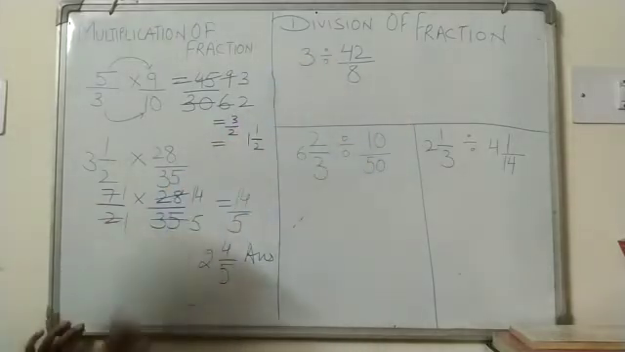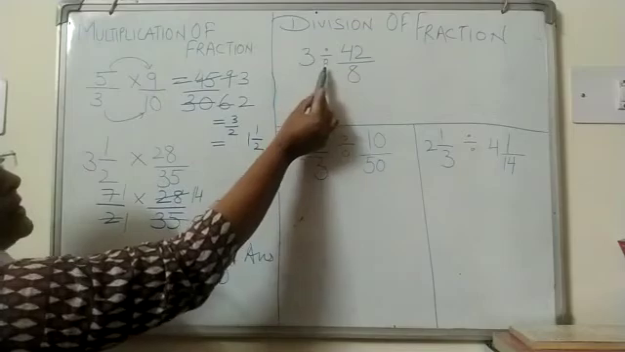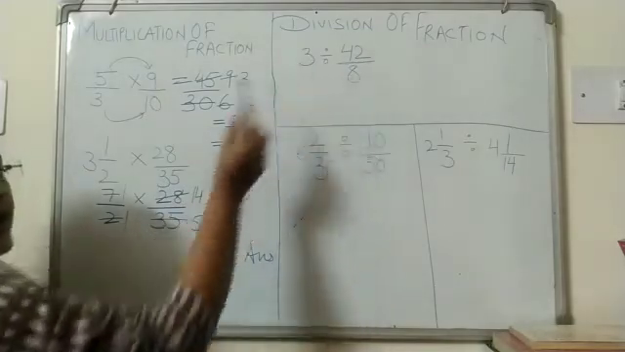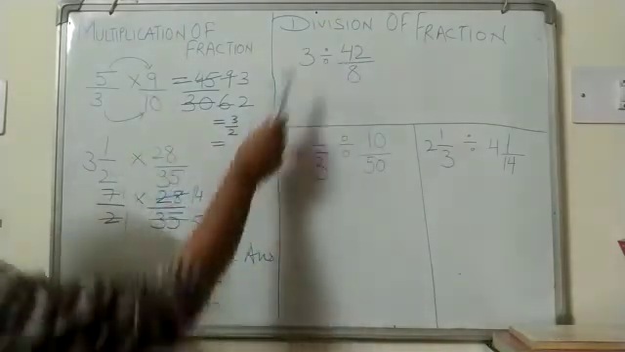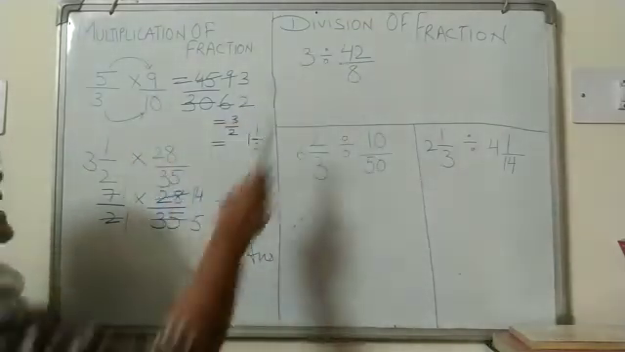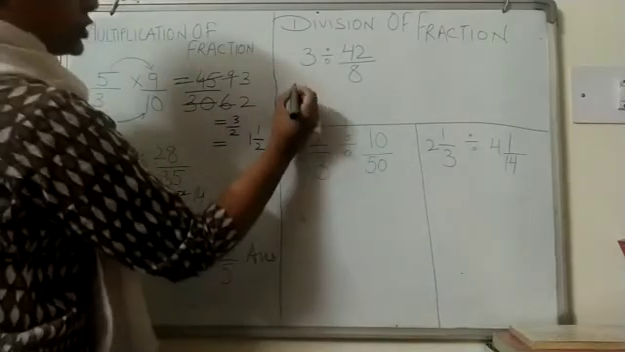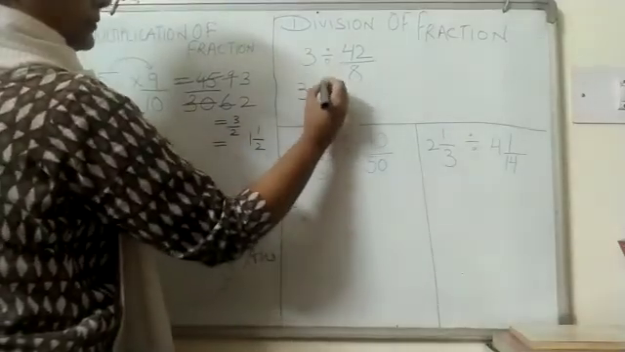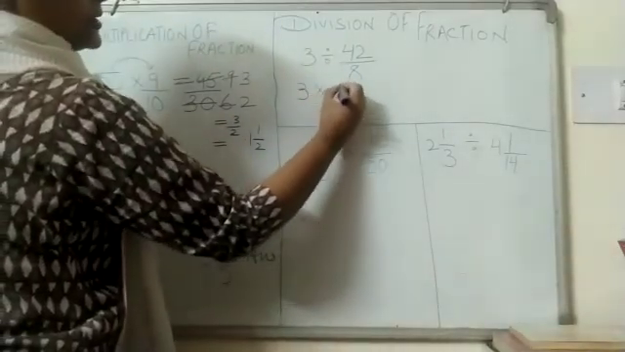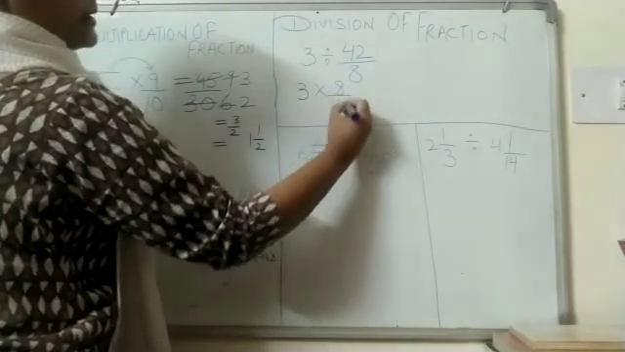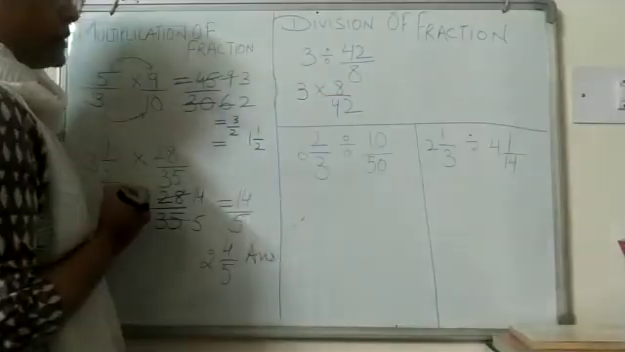Now you can see the division of fractions. This is a whole number, to be divided by 42 by 8. Always remember that the first number is your dividend and the second number is your divisor. So when we are doing division, there will always be a change in the divisor and not in the dividend. So we have here 3. Divide will change into multiplication. You will reciprocate the number and it will become 8 upon 42.